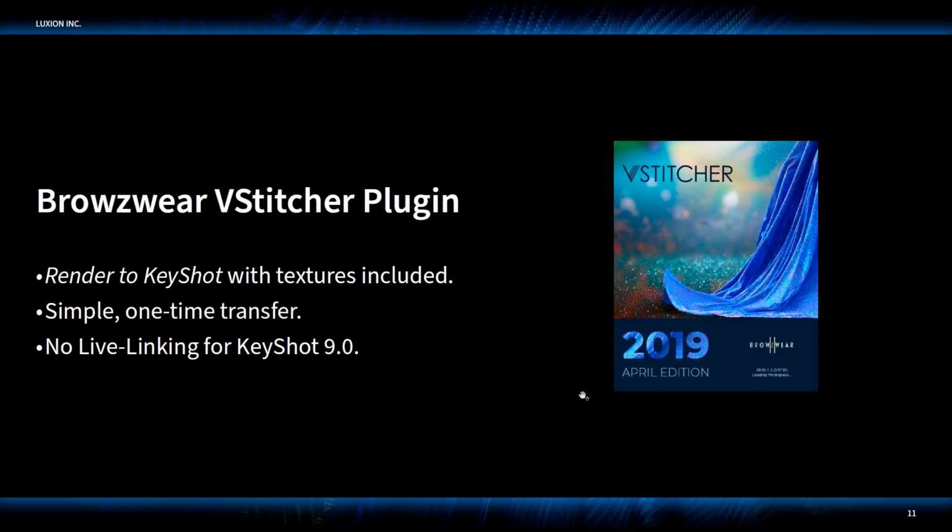The Browzwear VStitcher plugin is new to our plugin assortment. And for now, this is a pretty simple one-time transfer, but it allows you to render your VStitcher models in KeyShot and include all the textures on those. So no live linking yet, but we do have some thoughts for improving this in the future. We'd love to hear from anyone that is using VStitcher to see what would best help your workflow.